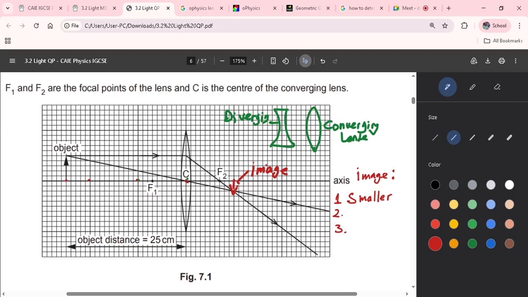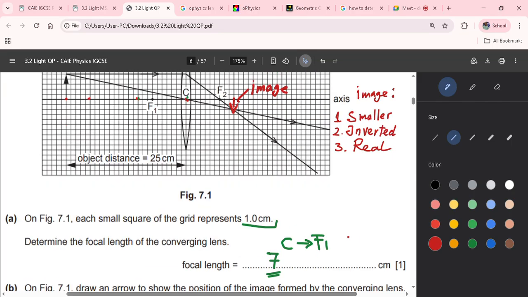So number one is smaller, number two is inverted, right? Inverted. And number three is real. The image is real because we can see the image on the screen.